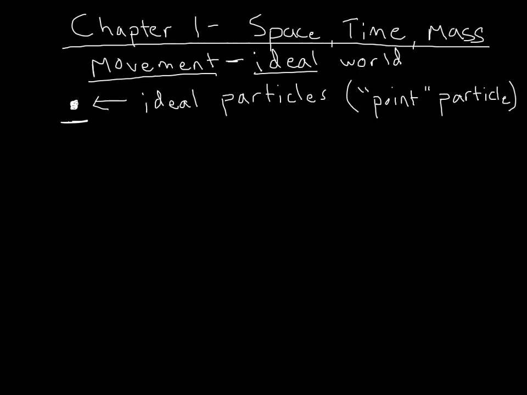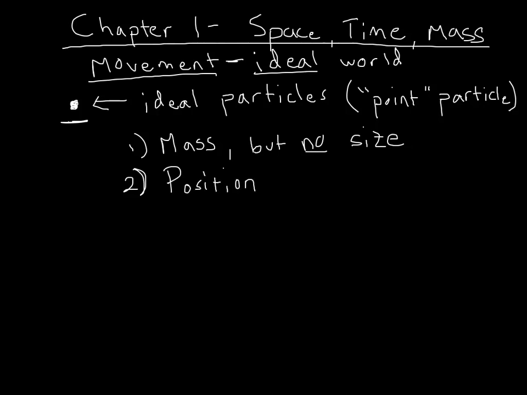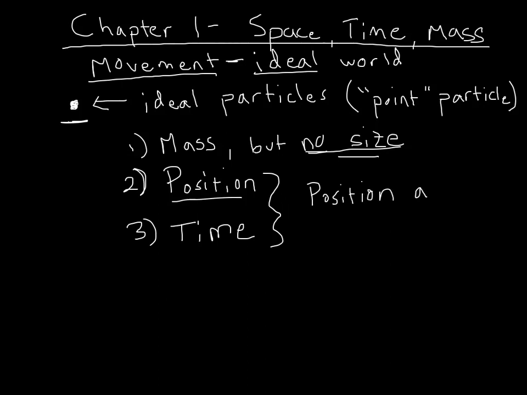What is an ideal point particle? It has certain characteristics. It has mass, but despite having a mass, it has no size. Mass, but no size. We can find where its position is. The second thing we want to know is position. But we need to make note that this particle, despite having a position, has no size. It's infinitely small. And finally, we don't want to know just position any old time. We need to know its position at all times. So we combine these two to tell us position at any time.